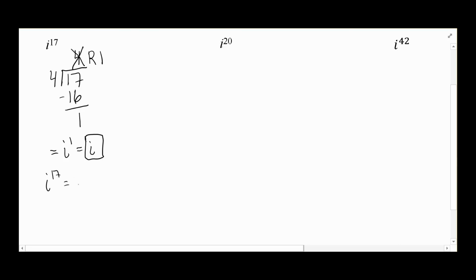i to the 17th would be i to the fourth raised to the fourth times i to the first, because that's 16 plus 1. But if i to the fourth is just 1, 1 to any power is just 1. I don't care what's going on over there. All I care about is the remainder, how much is left.